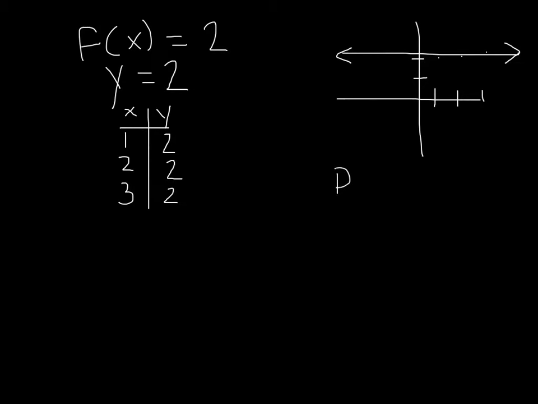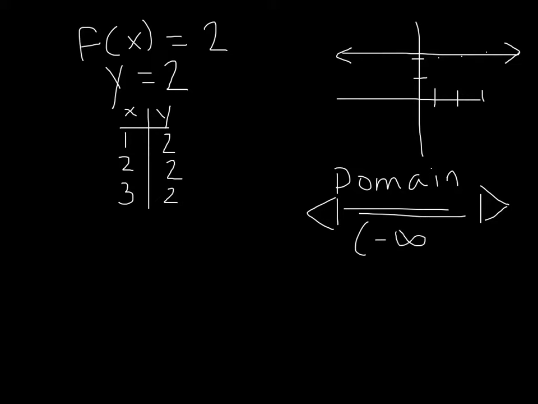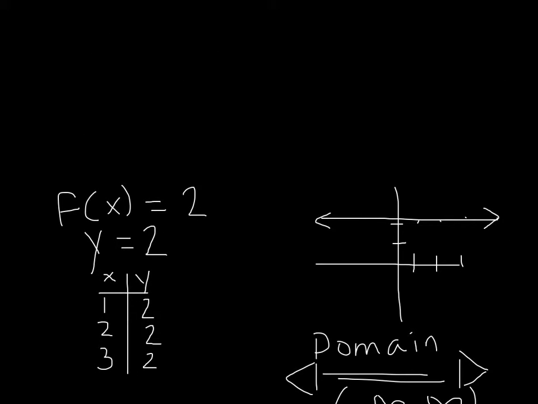Now the domain and range. The domain is how far left and right the graph goes. And so in this case it goes from negative infinity to infinity. And the range is how far up and down the graph goes. So in this case, we see that the graph doesn't go up and down very far at all, it just stays right at 2. So instead of an interval, I write it as a single point, which is called a singleton. So that's the range.